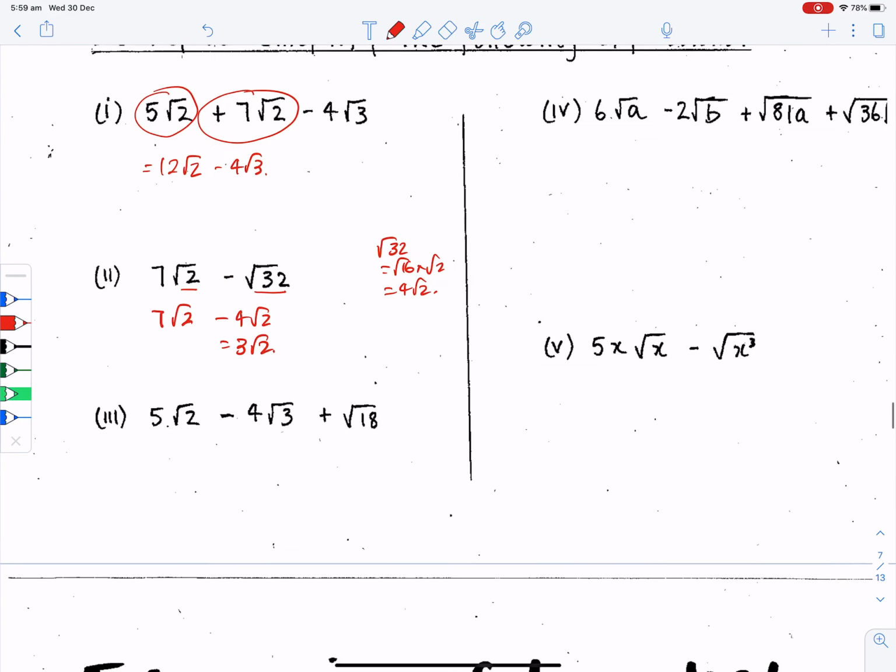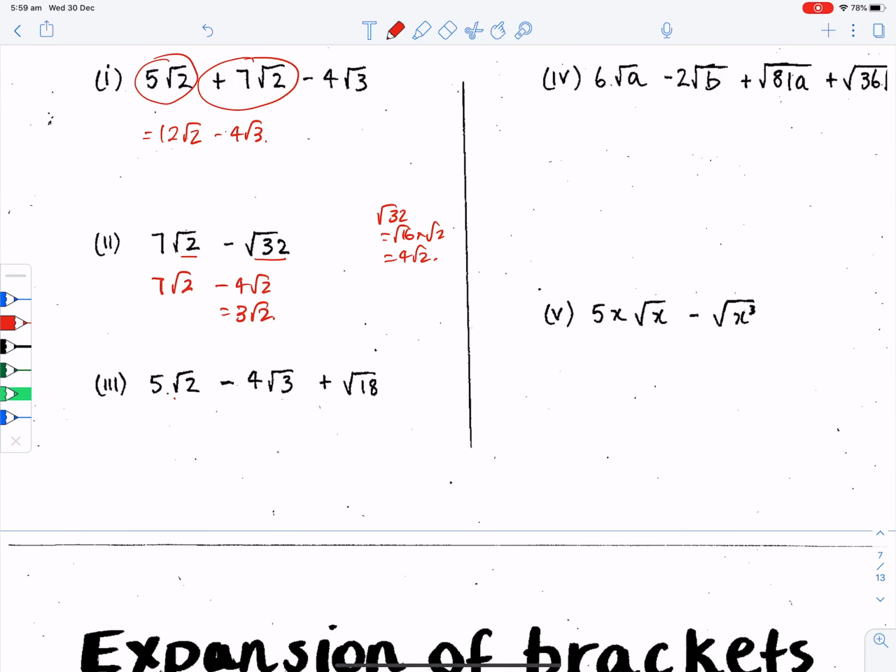Excellent. Next one, question 3. Is that in its simplest form? Yes, it is. Is that in its simplest form? Yes, it is. Is that in its simplest form? No, it's not. So root 18 is root 9 times root 2, which is 3 root 2. So now we have 5 root 2 minus 4 root 3 plus 3 root 2. And 5 root 2 plus 3 root 2 is 8 root 2. And put the minus 4 root 3 back where it was.